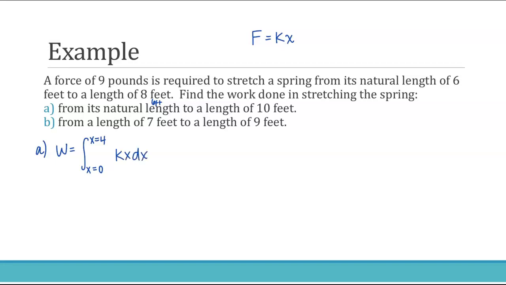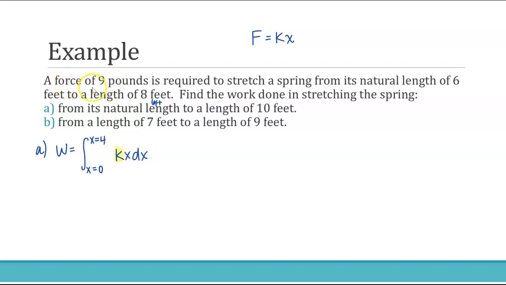But what we're missing here is the value of k. We're missing the spring constant. This needs to be a numerical value, and we aren't given this value explicitly here. We have to solve for it. We do have enough information to find it though.